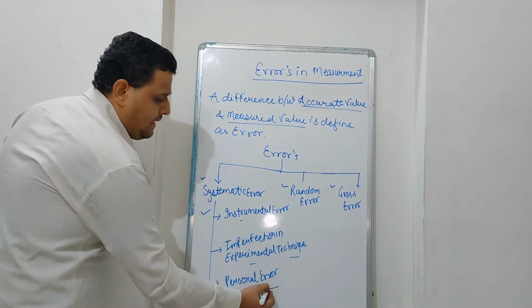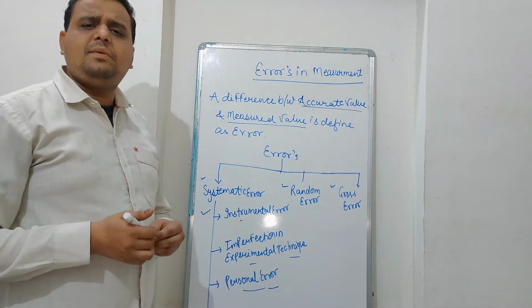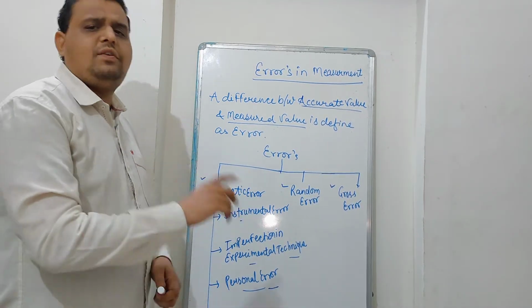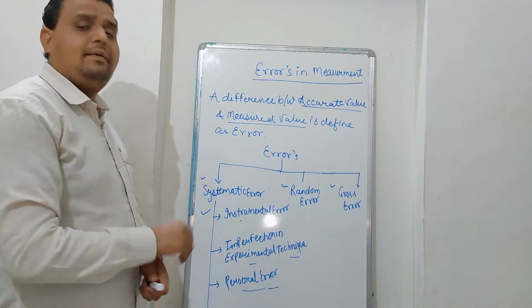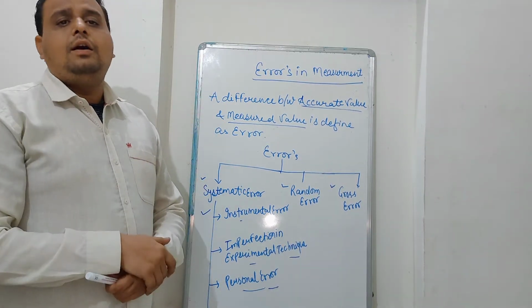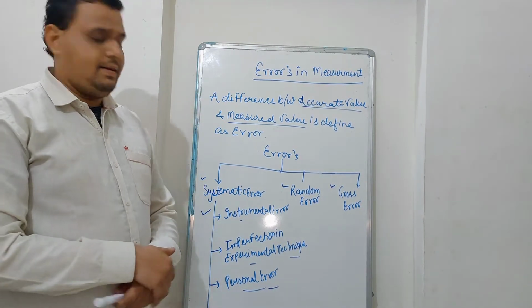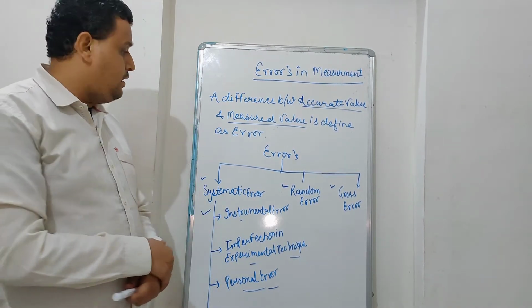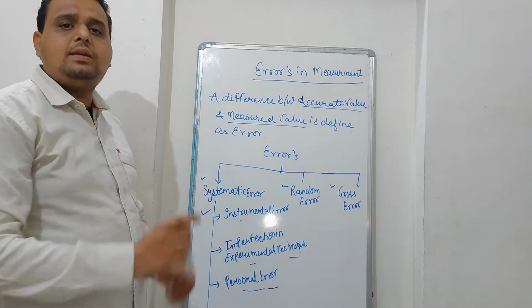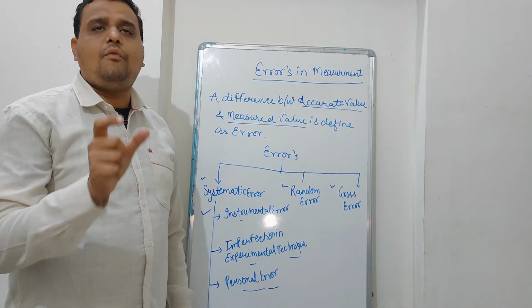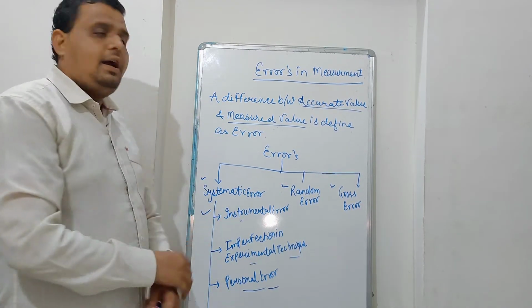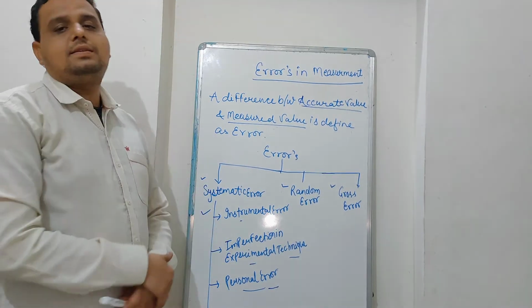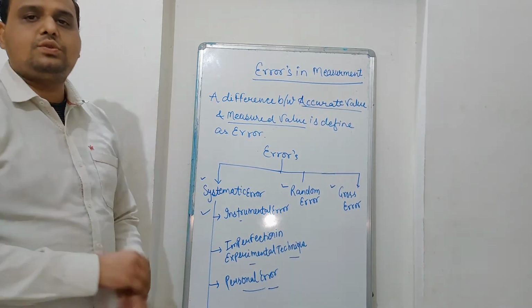Now, personal error. It is a fundamental error which is generated due to the observer. Whenever the observer writes a reading totally incorrectly, it is defined as personal error. So systematic error means a continuous form of error which is generated by an observer. Now we turn to random error.